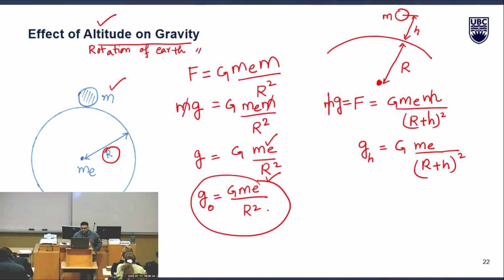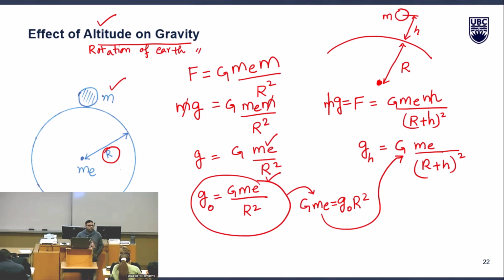What I can do here is write G Me equal to g naught times r square from this expression, and then put that G Me into that expression, right? And I can write finally that g at a particular height is equal to g naught r square over (r plus h) whole square, right?